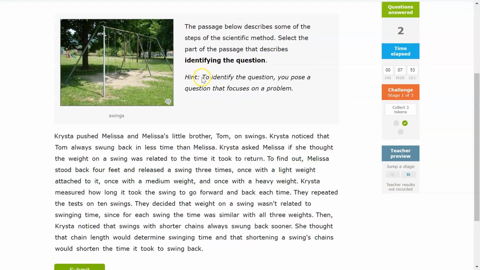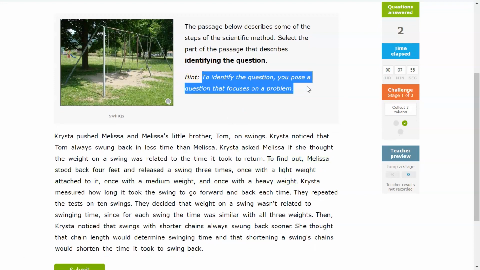To identify the question, you have to pose a question that focuses on a problem. So on this part, you're just trying to figure out what are you trying to solve. So Krista pushed Melissa's and Melissa's little brother. Krista noticed that Tom always swung back. Krista asked Melissa if she thought the weight on a swing was related. To find out, Melissa stood back 4 feet and released the swing 3 times, once with a light weight, once with a medium weight, once with a heavy weight. Okay, I'm going to stop there.